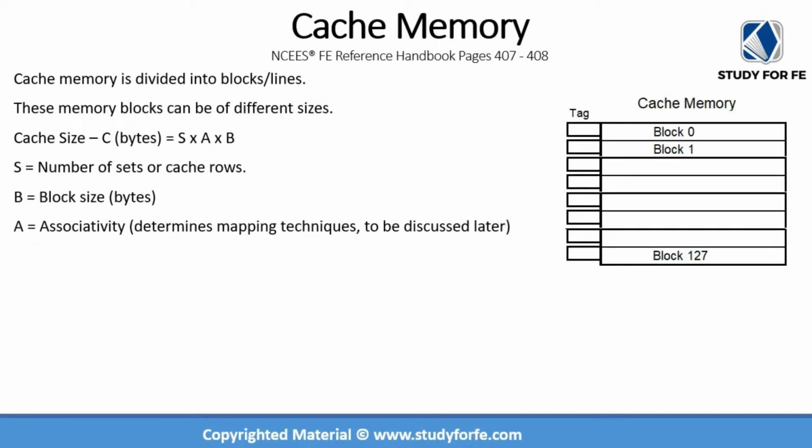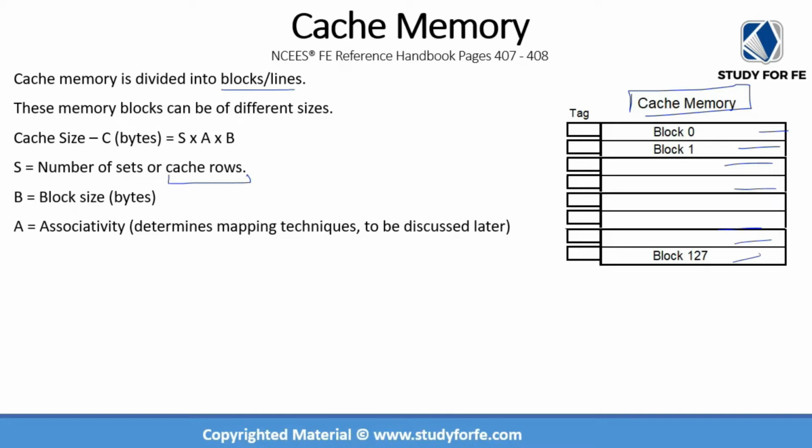So as we discussed in the previous lecture, cache memory is divided into blocks or lines. This is how you can visualize cache memory. It will have a bunch of blocks. And the more generic term for these blocks is actually cache rows, because we can have sets as well, which we will encounter in the next lecture.